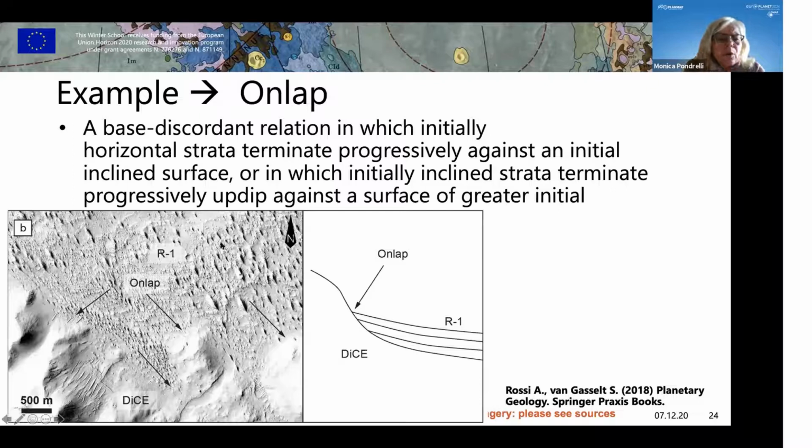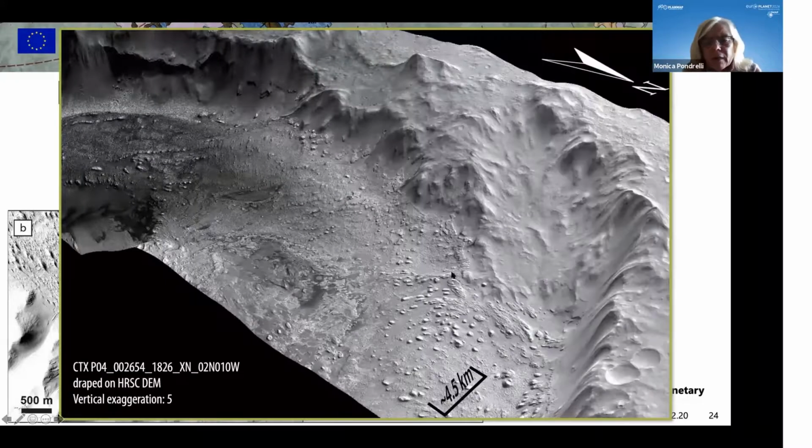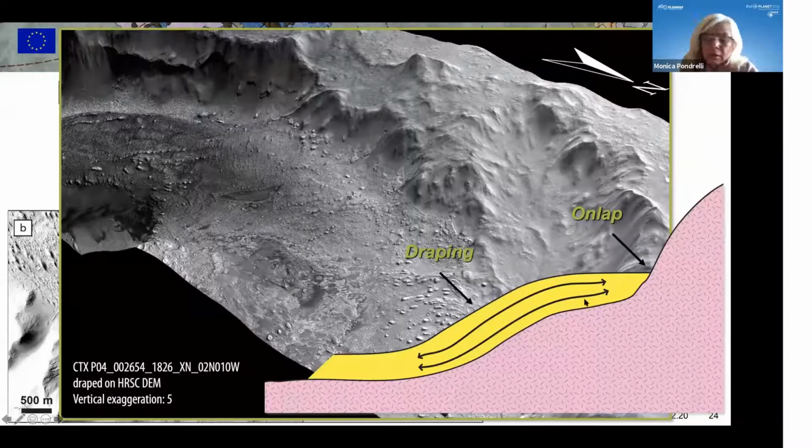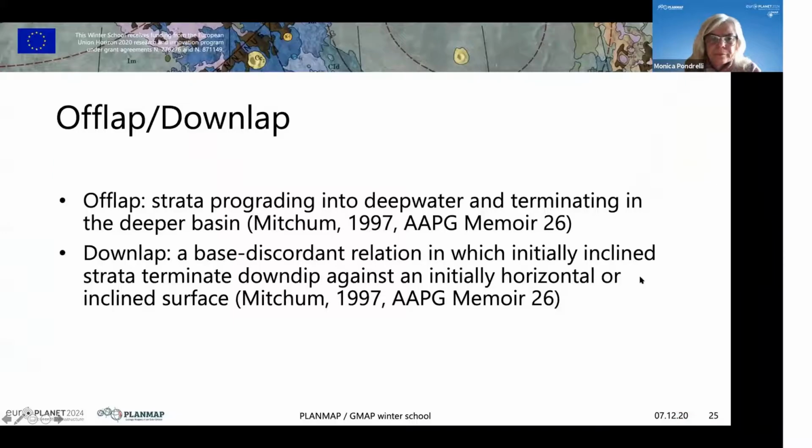Onlap: we have these horizontal strata, which are embaying horizontal beds. We are embaying this ridge, so to say, with this stratigraphic fashion. Maybe it's even clearer in this image. This is an onlap. These layers are growing vertically and hitting against, in this case, a crater wall. This is the stratigraphic reconstruction, the sketch of this geometry. This is an onlap. Offlap and onlap.